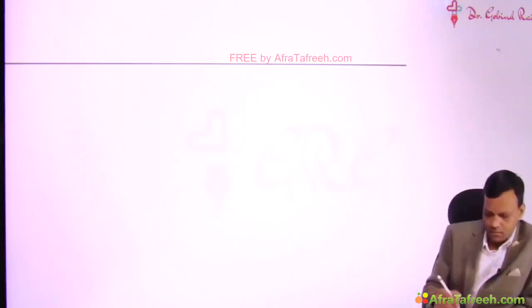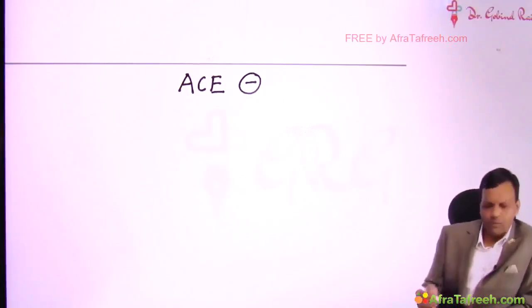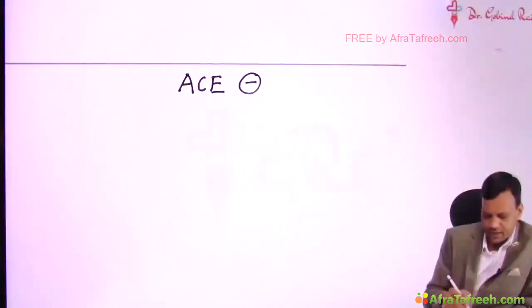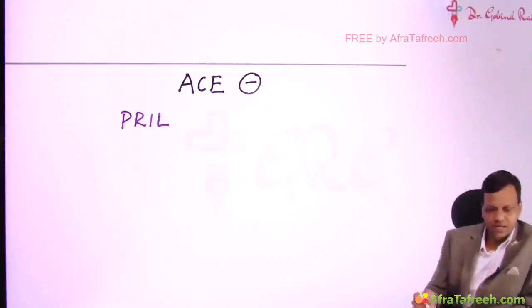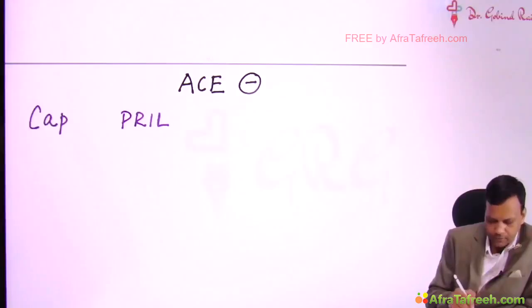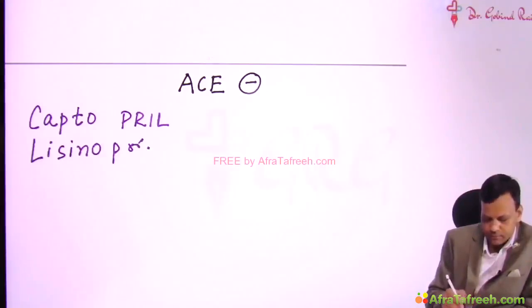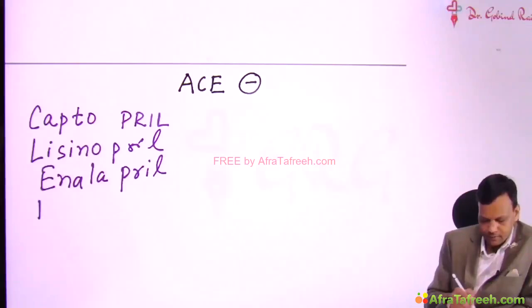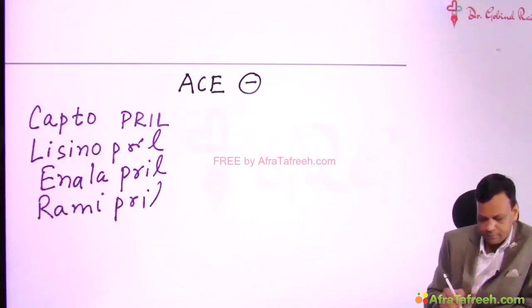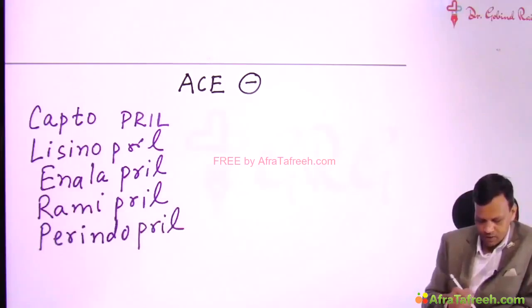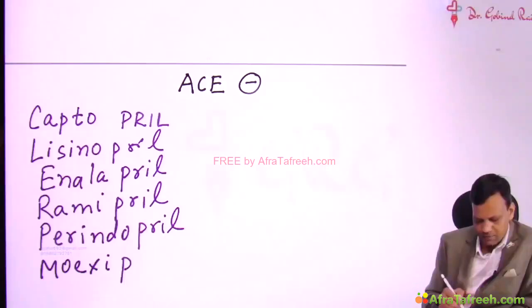So now we can discuss more important points about the ACE inhibitors first. The names of ACE inhibitors end with pril. Any drug ending with pril is an ACE inhibitor. The examples are captopril, lisinopril, enalapril, ramipril, perindopril, moxapril, and many more prils are present.